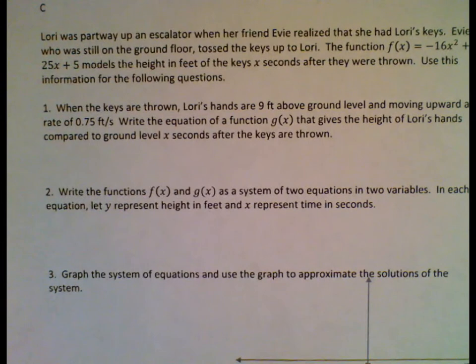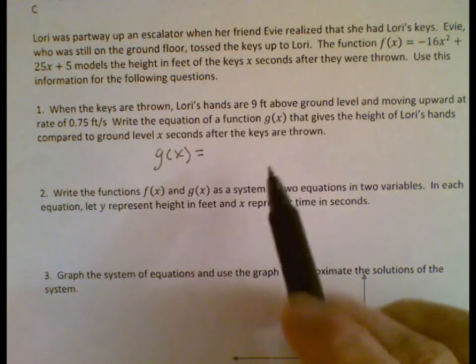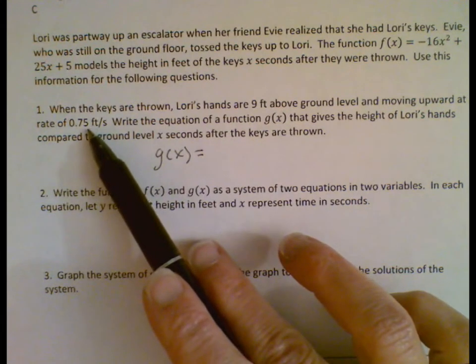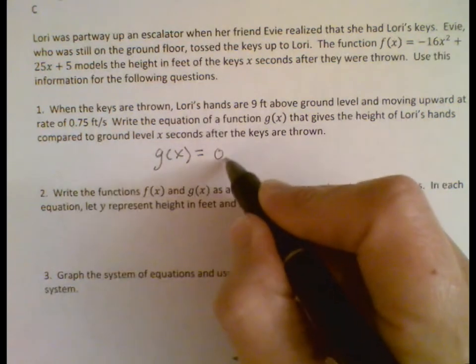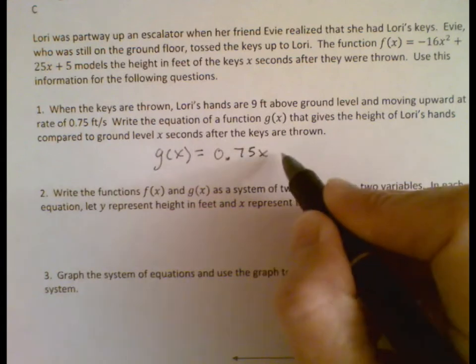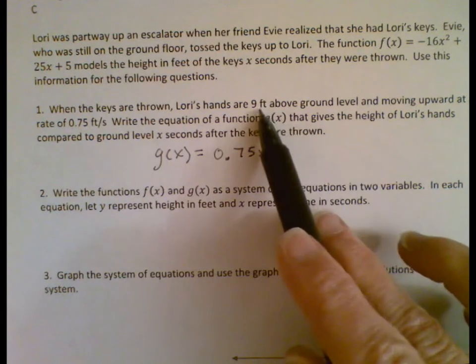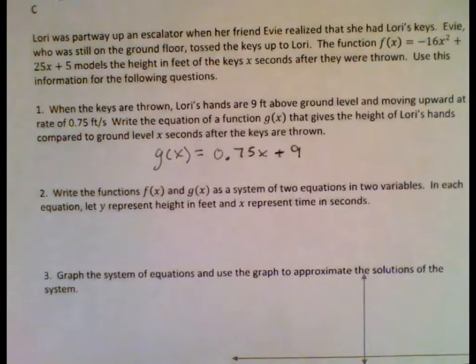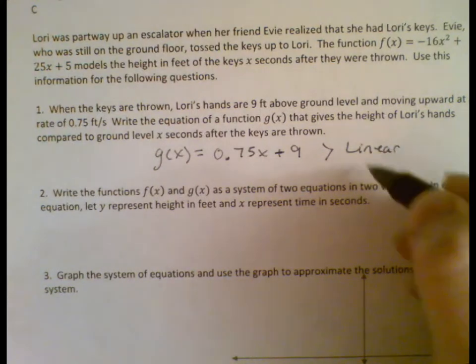Okay, so basically I'm just going to say g of x equals, I'm going to let the 0.75 feet per second serve as my slope. I'm kind of putting this into mx plus b. So that would be 0.75x plus my y-intercept, which would actually be where they already are above ground, which is at 9. Okay, so that is my linear function equation.